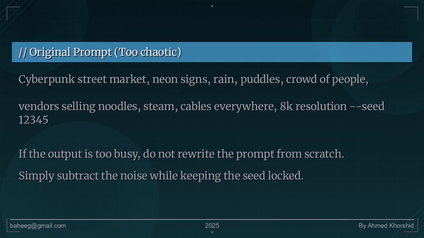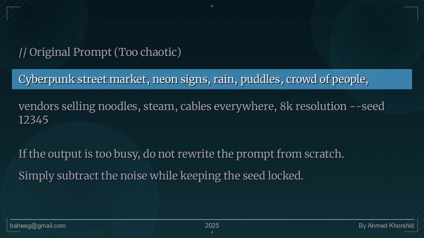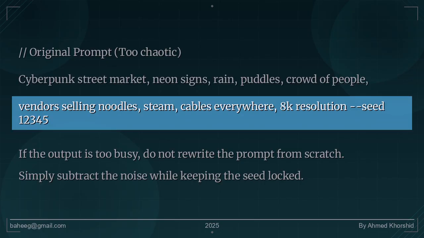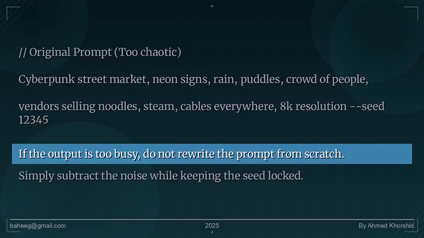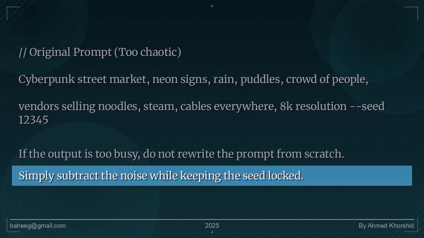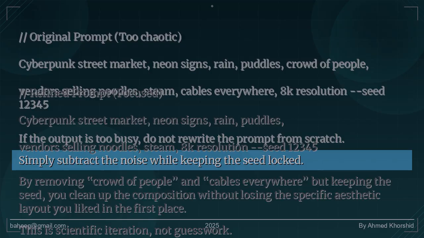Original prompt, too chaotic: Cyberpunk street market, neon signs, rain, puddles, crowd of people, vendors selling noodles, steam, cables everywhere, 8K resolution, seed 12345. If the output is too busy, do not rewrite the prompt from scratch. Simply subtract the noise while keeping the seed locked.